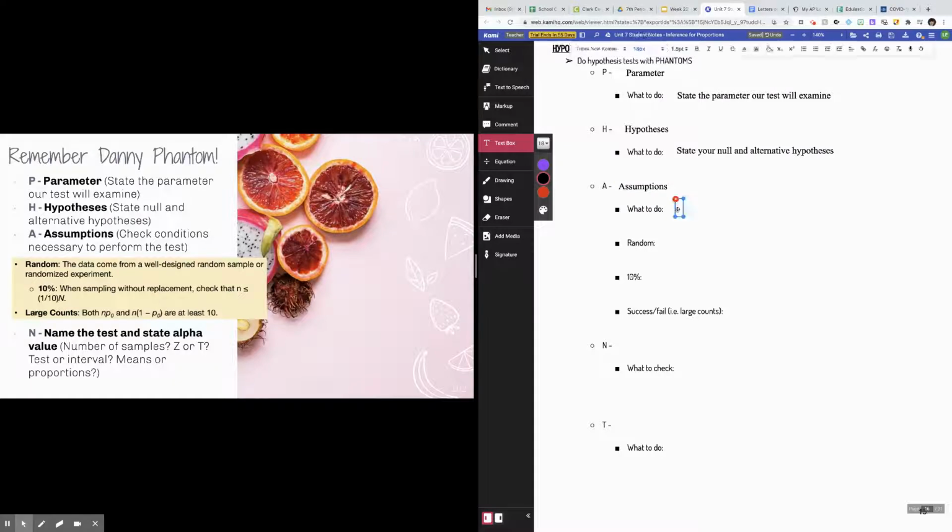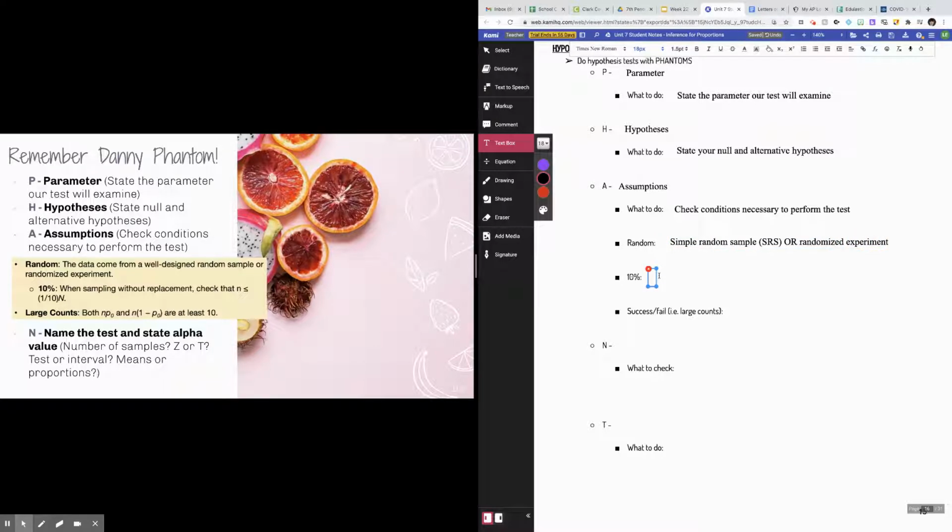i.e. checking conditions, right? So what we do at this step is we check the conditions necessary to perform the hypothesis test. Okay? And shocker, our same three conditions show up again. The randomness condition, the 10% condition, and the success-fail condition, right? Or again, that's sometimes called large counts. So just as a reminder for you, the randomness condition is you have to have a simple random sample, so an SRS, or a randomized experiment.